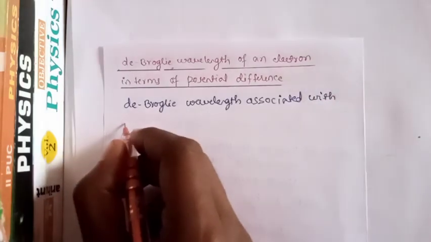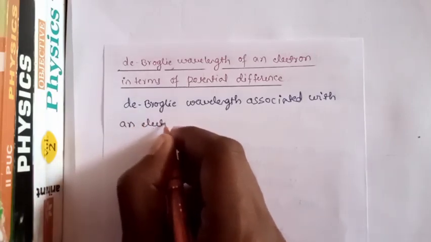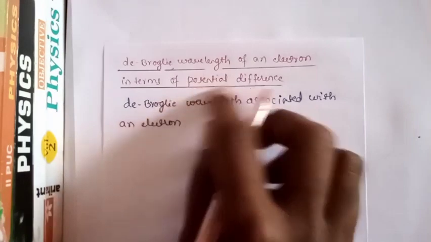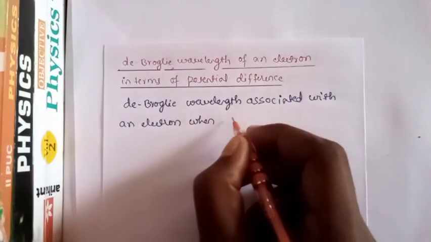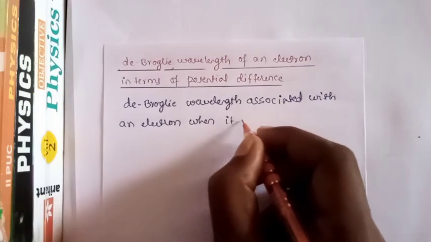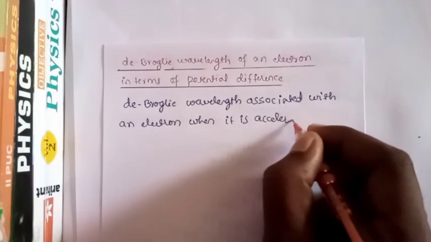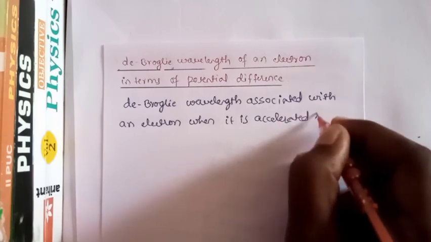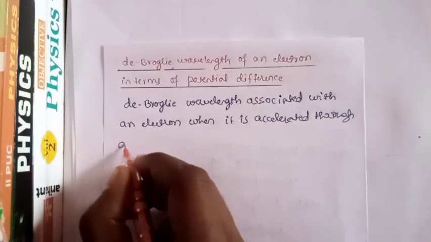De Broglie wavelength associated with an electron when it is accelerated through a potential difference V.